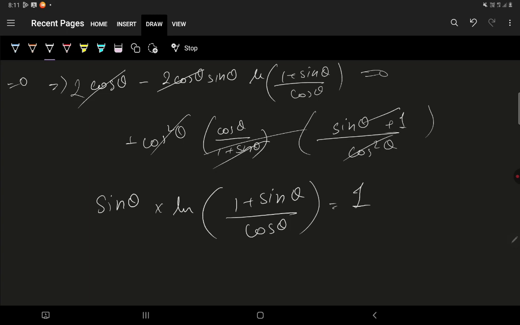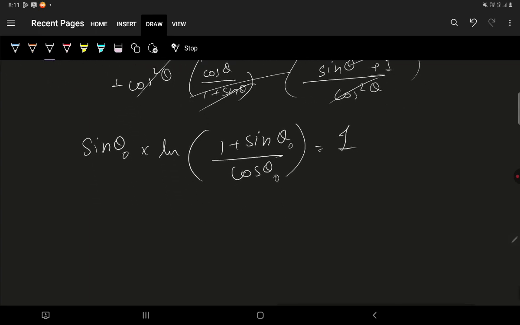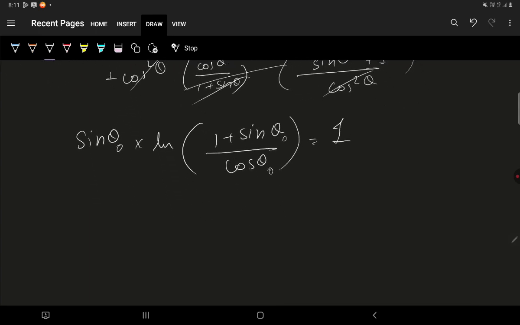Now we are asked to find the required angle. Let the solution be theta naught. So it will be sin theta naught into ln of 1 plus sin theta naught by cos theta naught equal to 1. They have actually even given some kind of approximate value of theta. If you try to solve it using regression or other methods of calculation which I don't know, they tried to evaluate using graphical methods. Then they got theta naught approximately equal to 56.5 degrees.